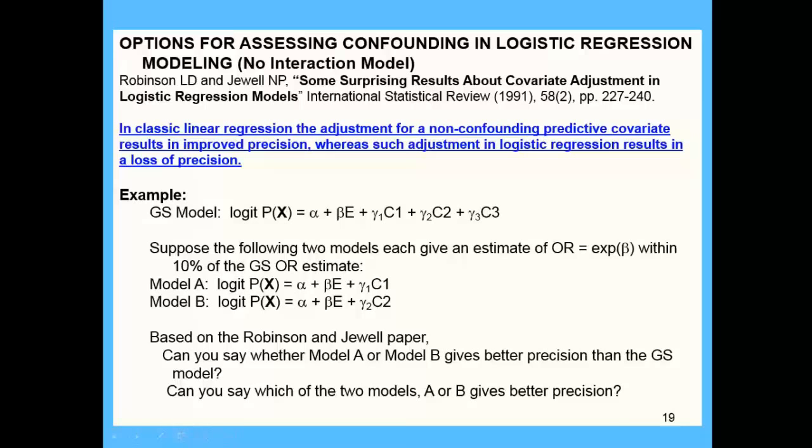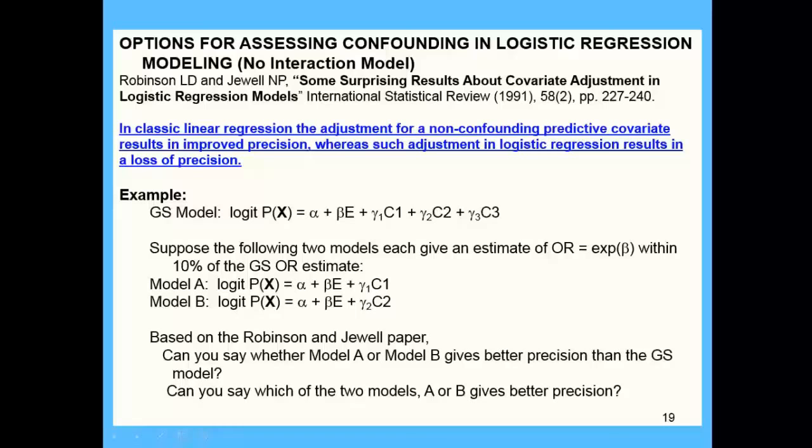Suppose it turns out that there are three variables in the model. Suppose the following two models each give an estimate of the odds ratio within 10% of the gold standard. Now, I only have one variable in there. But what it means is that if I just control for C1, I'm dealing with confounding. And if I just control for C2 and drop the other two variables, I'm in trouble. Now, one variable that's clearly not in either one of these models is C3. So what if I added C3 to either one of these two models?